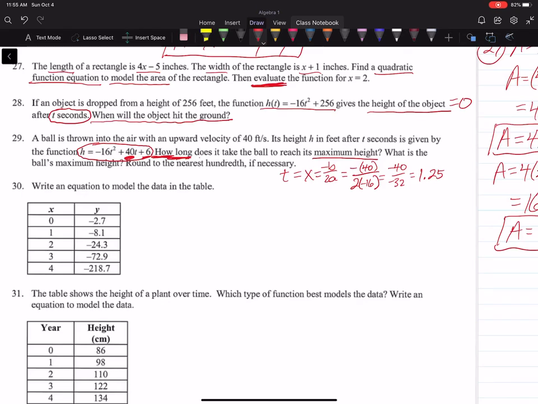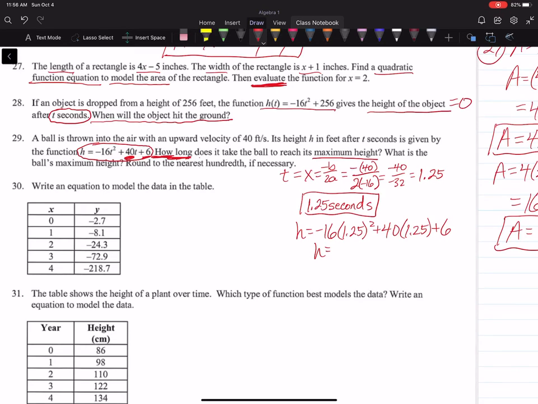So for the first question, how long does it take to reach a maximum height? 1.25 seconds. That's the first answer. And then what is the maximum height? We just take 1.25 and plug it into the equation. So h equals negative 16 times 1.25 squared plus 40 times 1.25 plus 6.